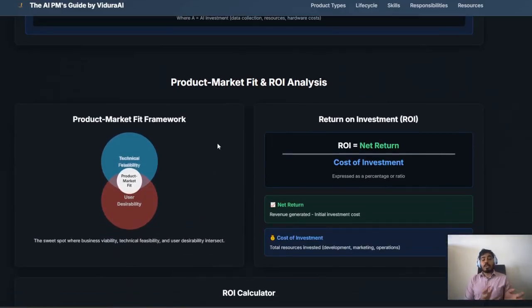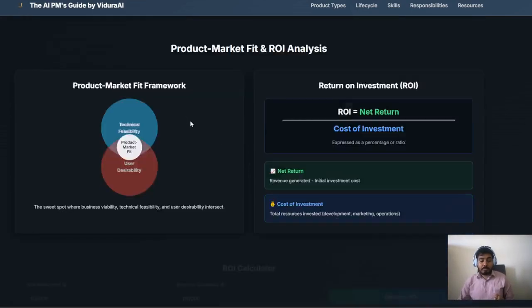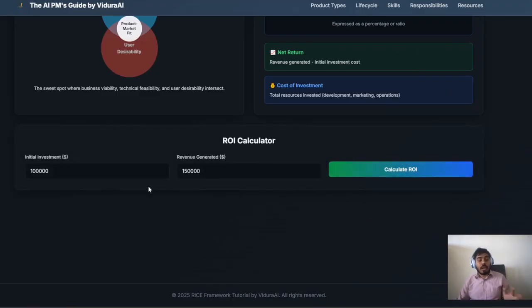Then let's look at the product market fit and ROI analysis. In the product market fit framework, as you can see, we have product market fit in between technical feasibility and user desirability. That sweet spot is where business viability, technical feasibility, and user desirability all three intersect together. If we look at return on investment, the ROI is the net return divided by the cost of investment. The net return is the revenue generated minus the initial investment cost. And the cost of investment is the total resources invested: development, marketing, and operations. This is how we can calculate the ROI.